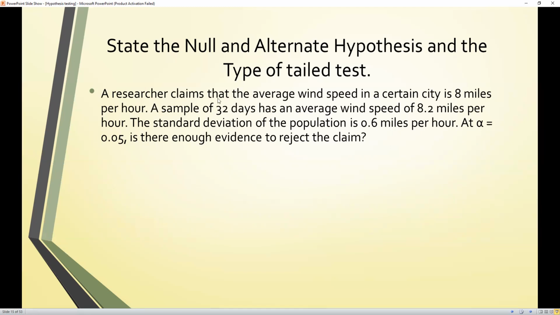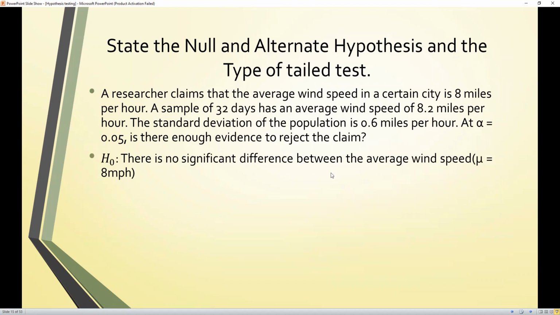So again, what's the study? The researcher says that the average wind speed is 8 miles per hour. That's his claim. Okay, so we want to see if he is correct. So a sample of 32 days shows an average of 8.2 miles per hour. So is that 8.2 miles per hour significantly different than the claim of 8 miles per hour?